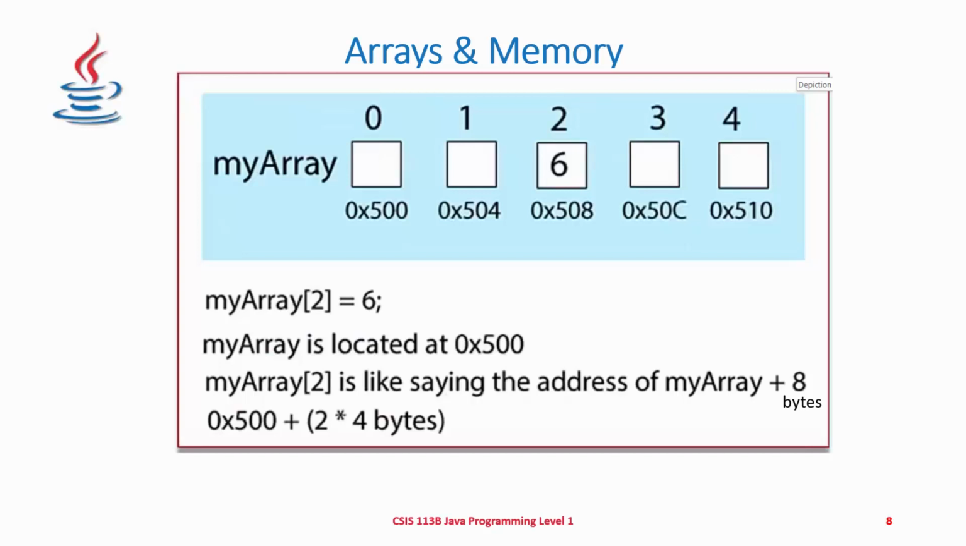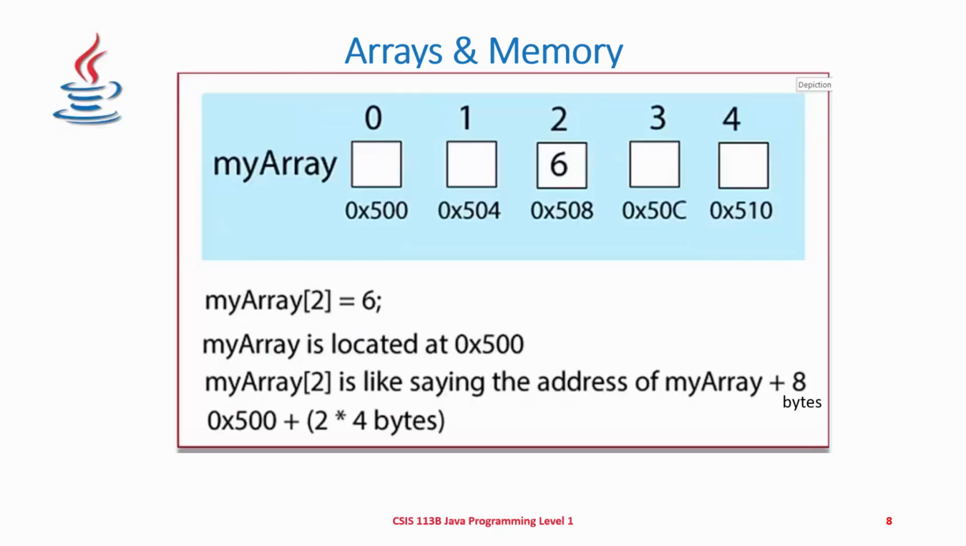So since we're storing integers in here, that means we need 4 bytes of space in memory for each of those integers. In this particular example, the beginning address of the array happens to be at 500. Then the second value is stored at 504, the third value at 508, the fourth value at 50C, this is all hexadecimal, and then the fifth element is at 510. Don't worry about that if you're not familiar with hexadecimal addressing. Just realize that it is a sequence incrementing by 4 bytes each.